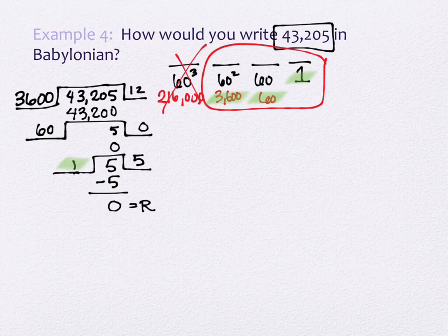Okay, these numbers over here, 12, 0, 5. In a very real sense, they're right here. This is the number 12, this is the number 0, this is the number 5. Okay, that's what they are. There are 12 60 squareds. There are 0 60s, and there are 5 1s.